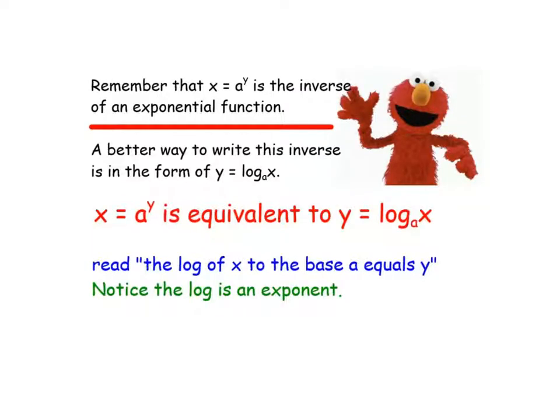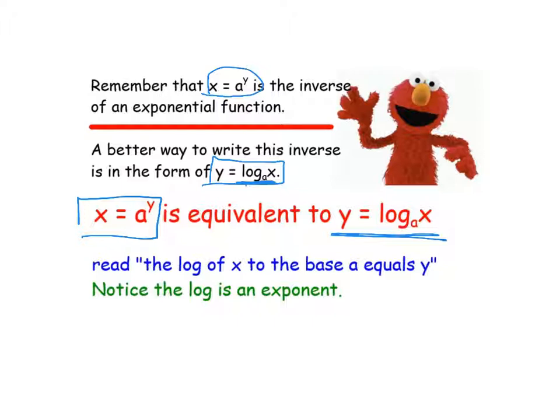So the key component of what we're going to do now is remember that when we had this, it was the inverse of an exponential function. We have a better way to write this, and it's just called log form. And you'll notice that log form actually has the word log in it. So it's pretty easy to understand that log form has the word log in it, and the exponential form is written as an exponent.